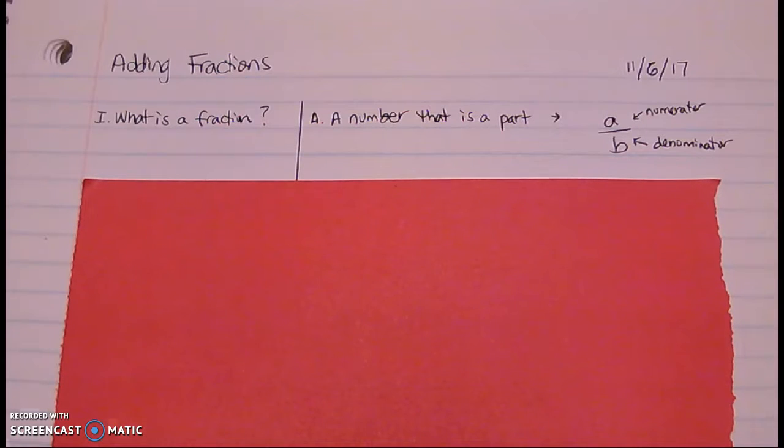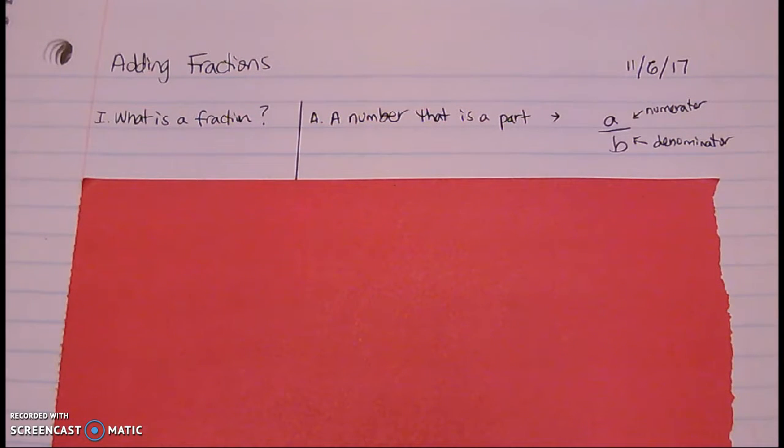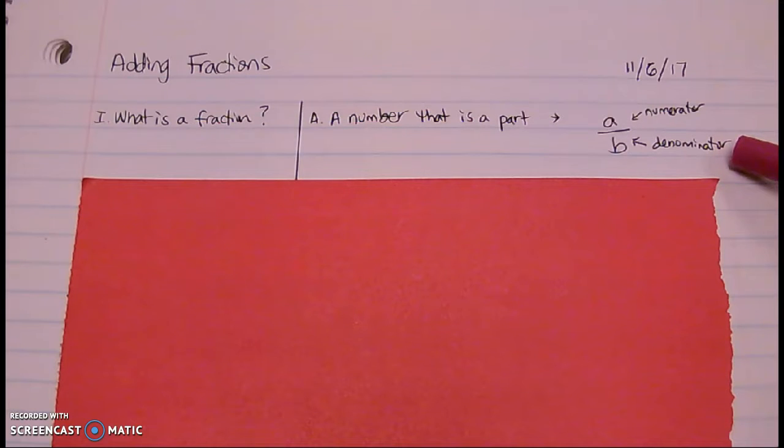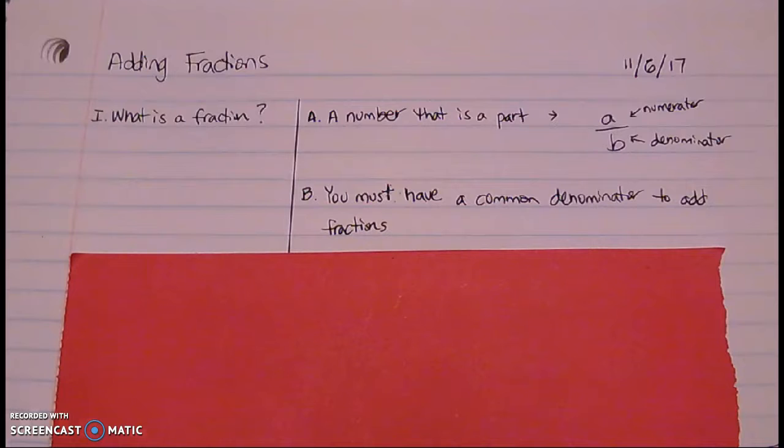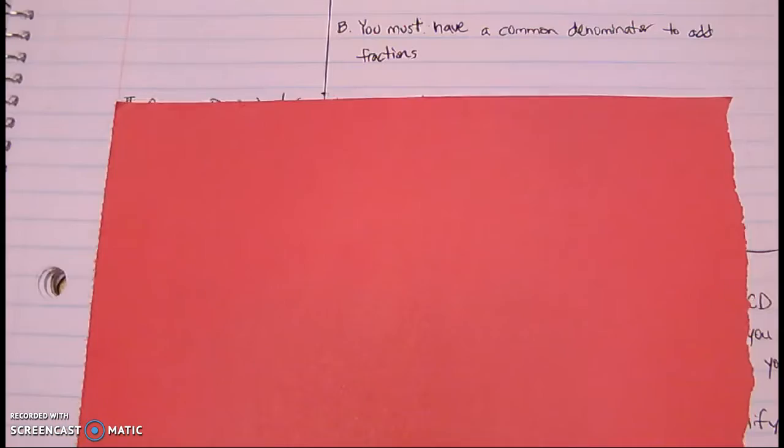First we need to talk about what a fraction actually is. A fraction is a number that is a part. A fraction is going to look like this, with the top number being your numerator, the bottom number being your denominator. When we are adding fractions, you must have a common denominator to add. That means that the bottom number has to be the same, and if it's not, then you have to take steps to get there. Let's skip a line and go ahead into some problems.